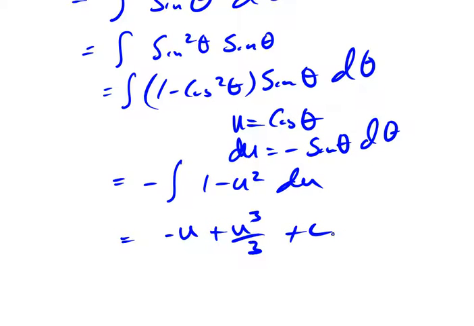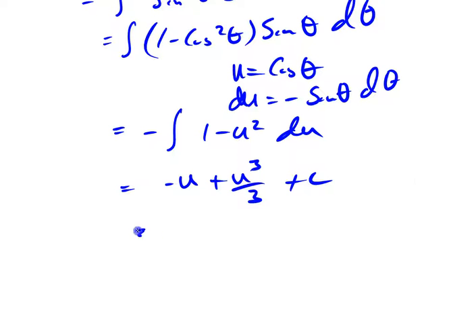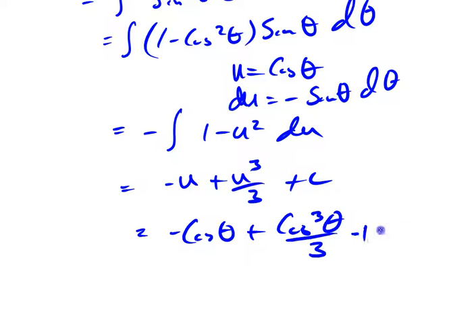which is negative u plus u cubed over 3 plus a constant. Working our way back now, u was cosine theta. So I've got minus cosine theta plus cosine cubed theta over 3 plus a constant.